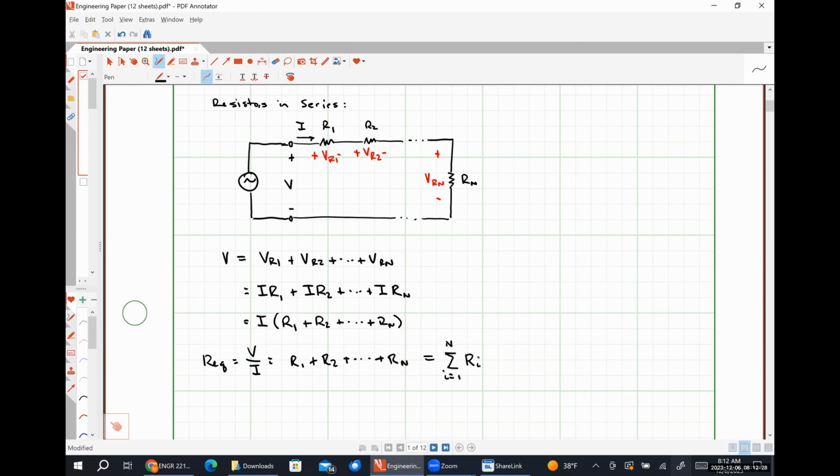So resistors in series, pretty easy, pretty straightforward. As long as we can identify a series connection, we simply just have to add the damn things together. Okay. So any questions about this guy? All right, so now let's look at resistors in parallel.